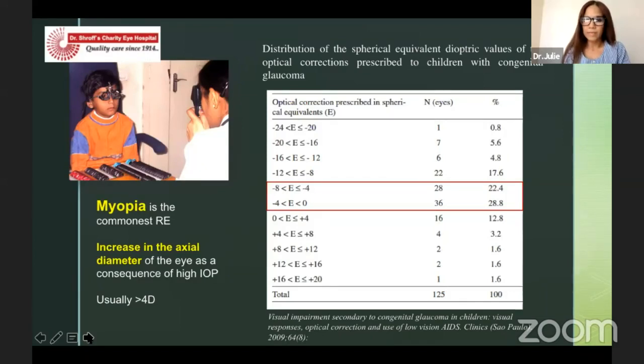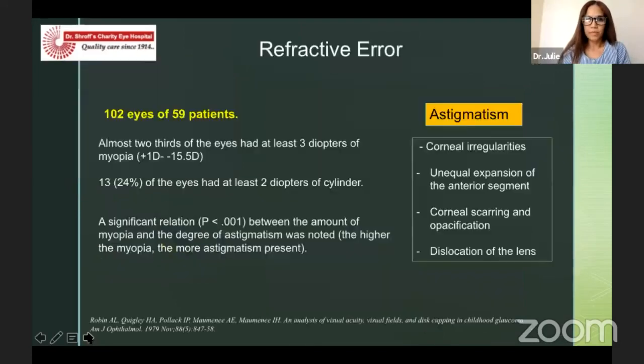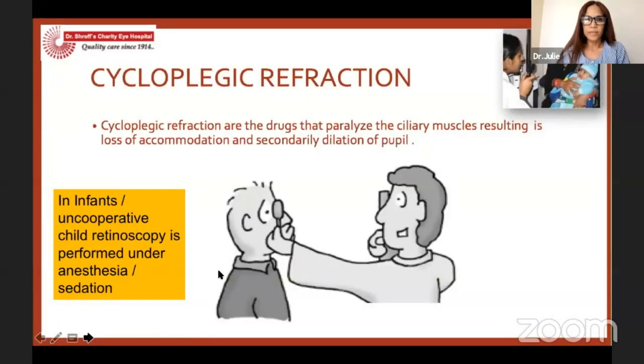In one study, we have seen that more than 30% of the patients had myopia of more than 4 diopters. And in this study also, two-thirds of the eyes had at least 3 diopters of myopia and 2 diopters of cylinder. The cylindrical number comes because of the unequal expansion of the anterior segment, the corneal irregularities, the corneal scarring and opacification, and sometimes the dislocation of the lens. So a cycloplegic refraction is very, very important. In infants and uncooperative children, retinoscopy is performed under anesthesia or sedation.